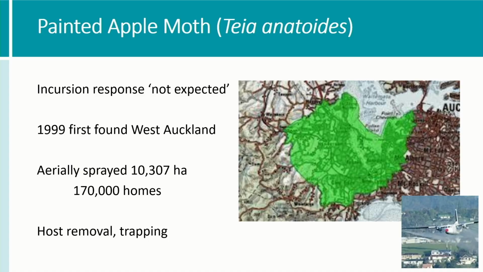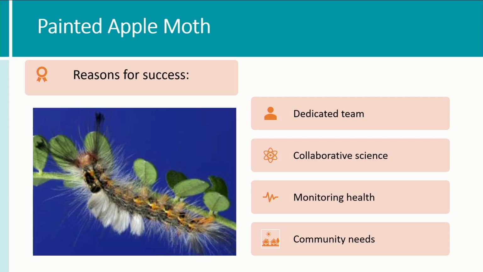In 2006, it was declared eradicated, and the cost of the program was $62 million. It was within the economic impact range, which went from $58 million up to $356 million. So it was a substantial program. But why was it successful?